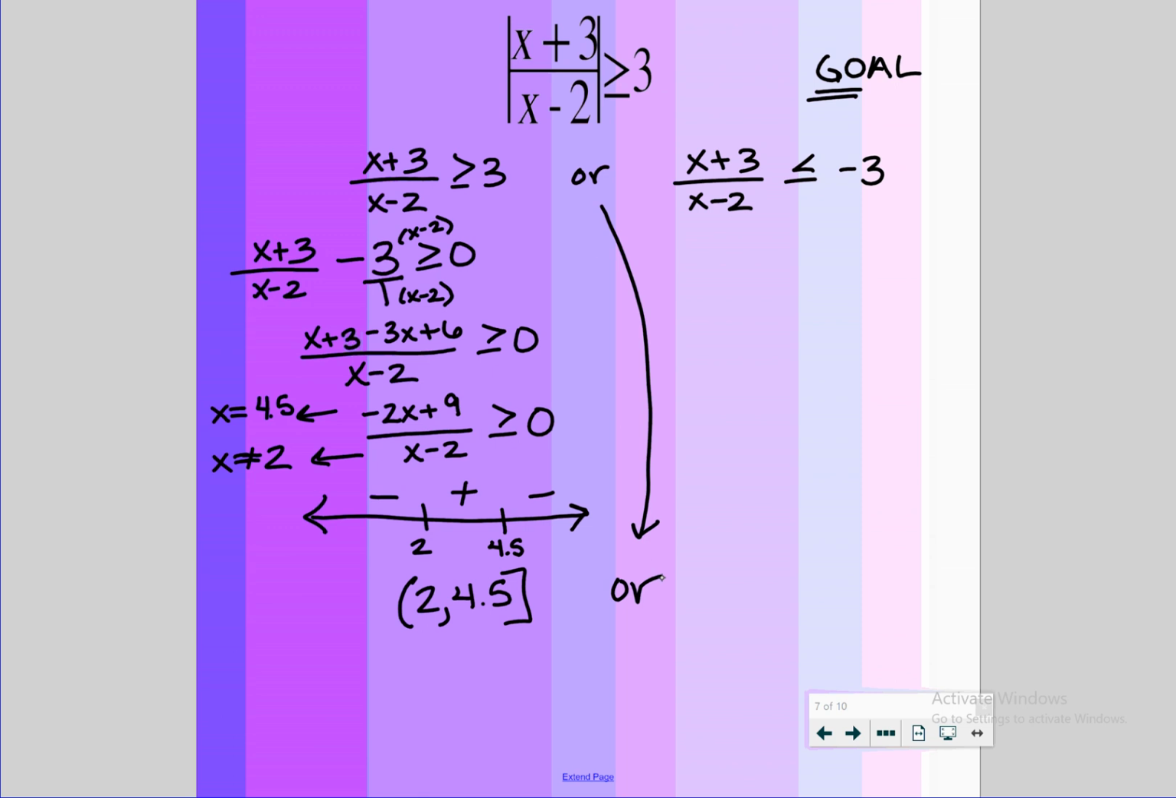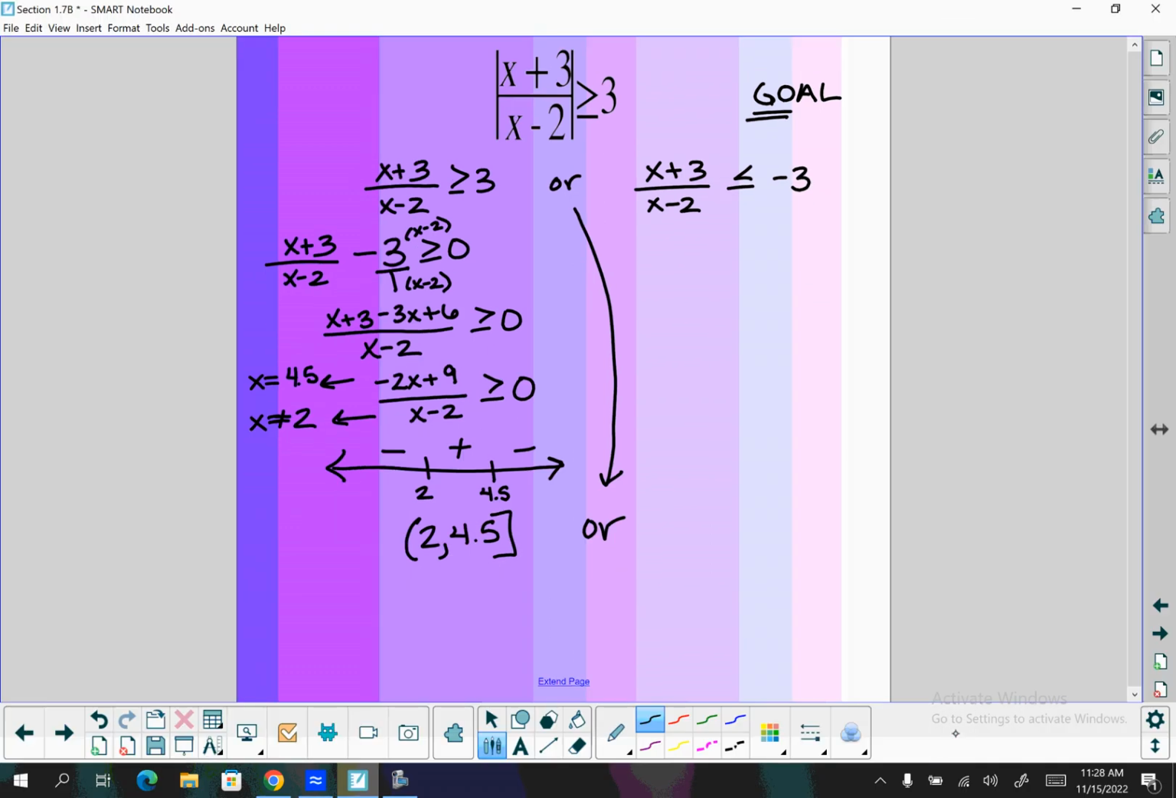Go ahead. You do the second half. Use this one as a guide if you need to. Such a good problem.